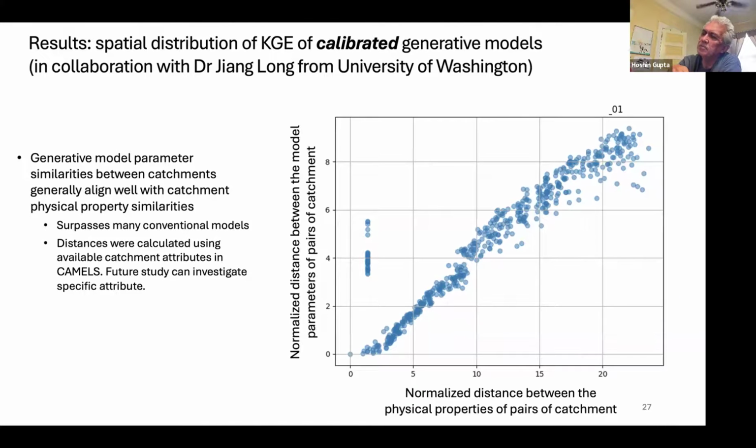Sorry, these are the calibrated model parameters or the latent vectors? Calibrated latent parameter values for each catchment. For the generative model, not for the physical. For the generative model, yes. The y-axis is for the generative model. We have a plot for the lumped model as well, but we did not show it. Then we calculate the correlation coefficient. Then we compare whether we have a stronger correlation than the conventional model or not.